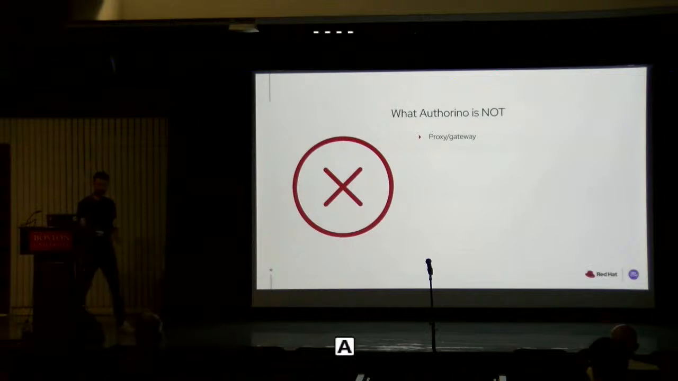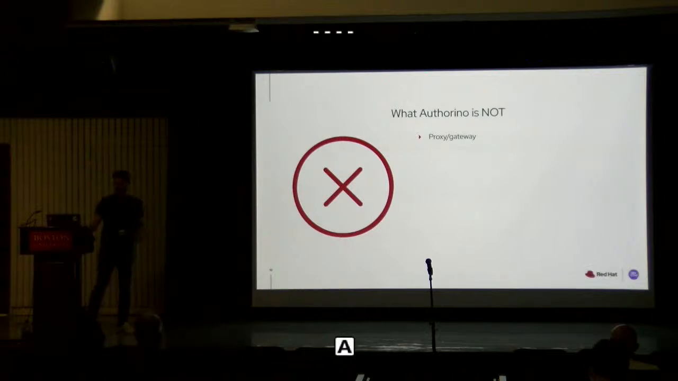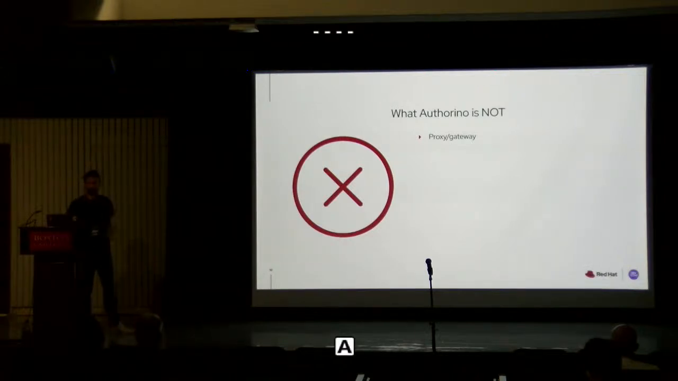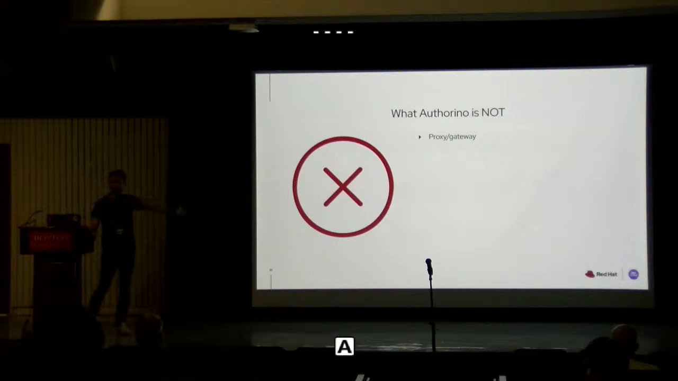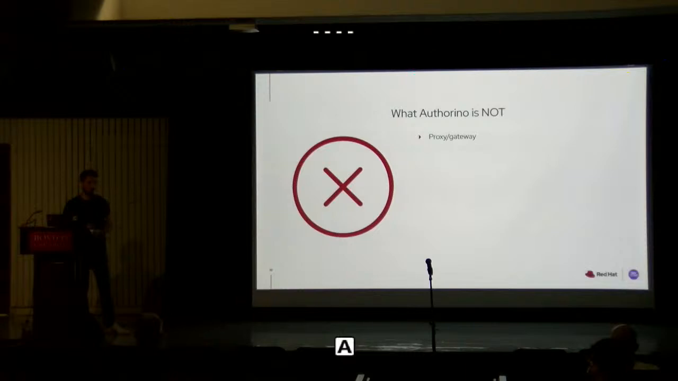Just to reinforce here and put it in context, okay? Authorino is not a proxy, it's not a gateway. Envoy that I mentioned, for example, is a gateway, or a proxy. Istio has a gateway, but Authorino is not. It's not an identity provider, so it's not something like Keycloak or Red Hat SSO, which are excellent identity providers.